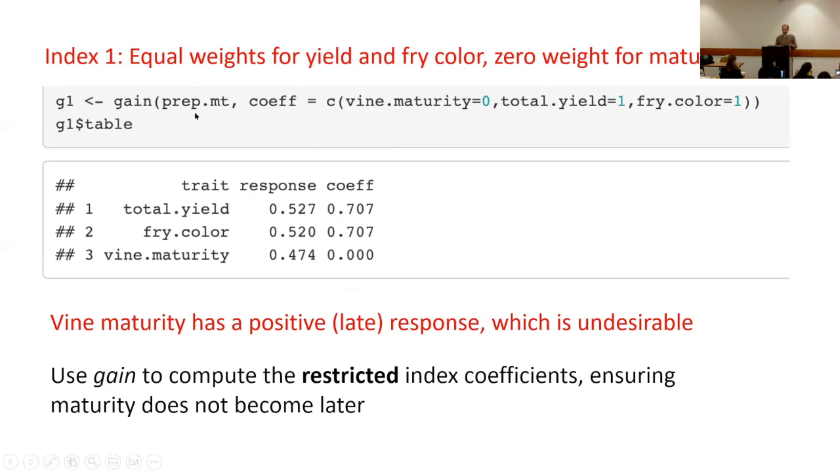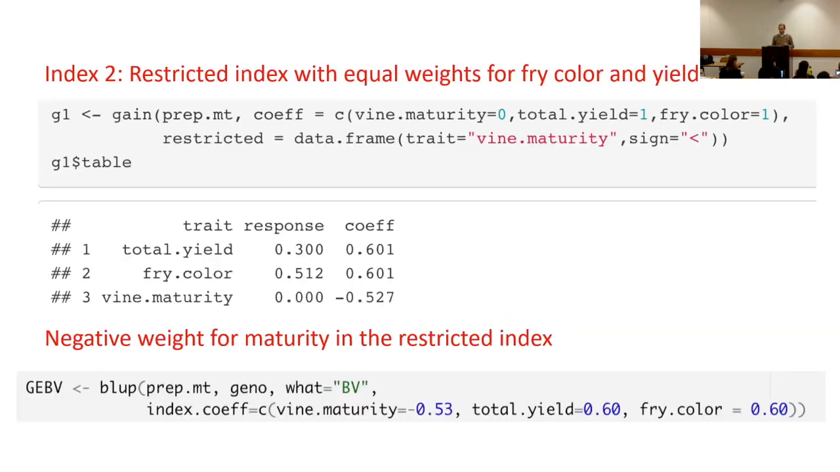If I do that and run this gain command, I get about similar responses, in units of genetic standard deviation, for yield and fry color. But I also get a response for vine maturity, which is what you'd expect because it has this positive correlation. I don't want that. I want to have 0 response, or if anything, a negative response for vine maturity. And I can do that by using what's called a restricted index to ensure that I don't have any positive response for maturity.